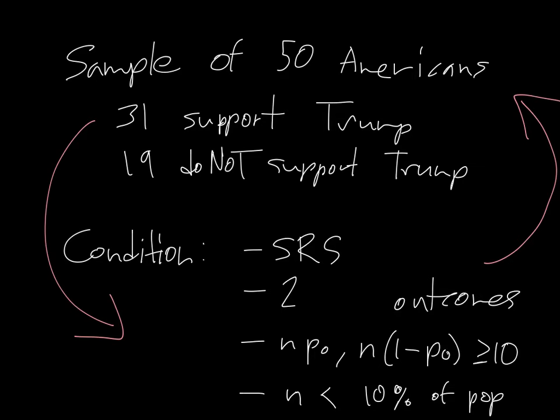And our assumed proportion is 0.5 because we're going to focus on Trump for the sake of simplicity. So we'll say that the support for Trump is assumed to be 0.5, or that there's no majority support. Trump and Clinton are tied, right? So that number has to be at least 10, and that's perfect because 50 times 0.5 is greater than 10. And our sample size is less than 10% of the population size, because 50 is certainly less than 10% of America, right? America's population is like 350 million.